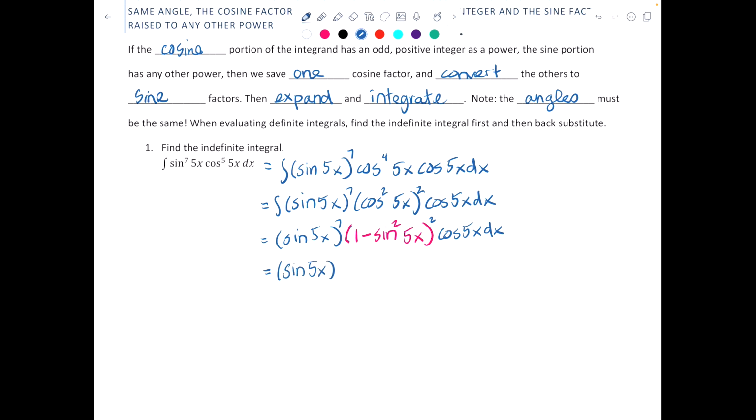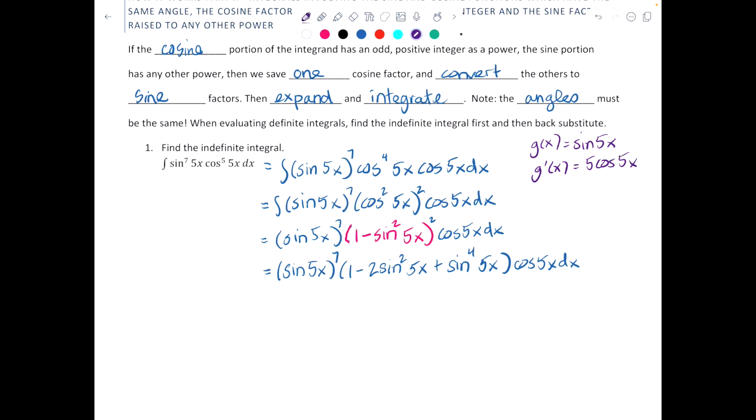So we have sine at 5x raised to the 7th times, when I square this quantity, I'll have 1 minus double the product of our ends, and then plus the last end squared, which will give us sine at 5x to the 4th power times cosine at 5x dx. Okay, so we said that our g of x was going to be equal to sine at 5x. So g prime at x will be 5 times cosine at 5x. So keep that in mind.